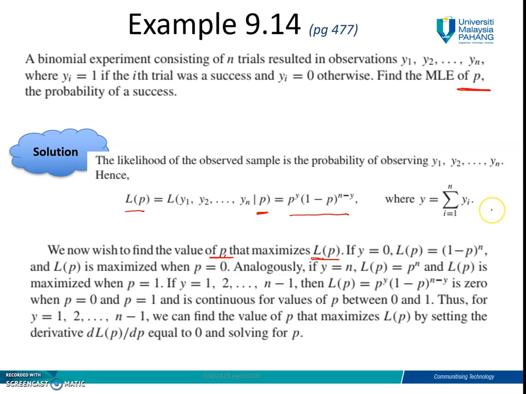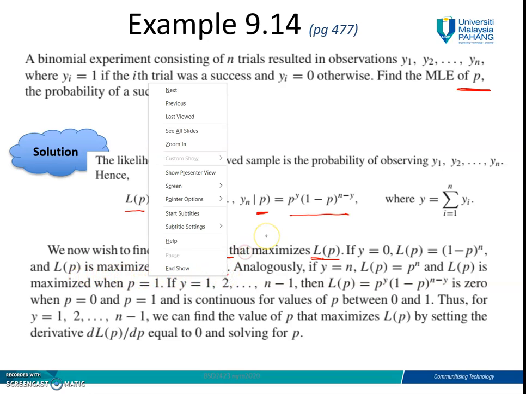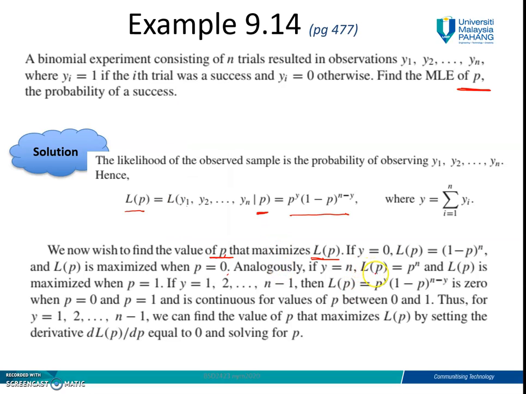Now we wish to find the value of p that maximizes L(p). That's the objective. If y equals 0, L(p) becomes 1 minus p to the power n, and L(p) is maximized when p equals 0. Analogously, if y equals n, L(p) becomes p to the power n, and L(p) is maximized when p equals 1. If y equals 1, 2 until n minus 1, then L(p) becomes p to the power y times 1 minus p to the power n minus y, which is 0 when p equals 0 and p equals 1, and is continuous for values of p between 0 and 1.